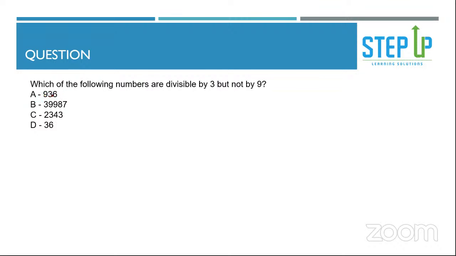So 9 plus 3 is 12, plus 6 is 18, plus 9 is 27. No, this cannot be your answer. 2 plus 3, 5 plus 4, 9 plus 3, 12. This could be your answer. 36, directly I can see that it is divisible by 3 and 9 both. Option eliminated. 9, 3, 6: 9 plus 3 is 12, plus 6 is 18. Divisible by 3 and 9 both. Option eliminated. Now when I have to choose between these two, I'll choose the smaller one. 2 plus 3, 5 plus 4, 9 plus 3, 12. Oh, 12 is only divisible by 3, not by 9. So hence this is your answer. Fairly simple one.